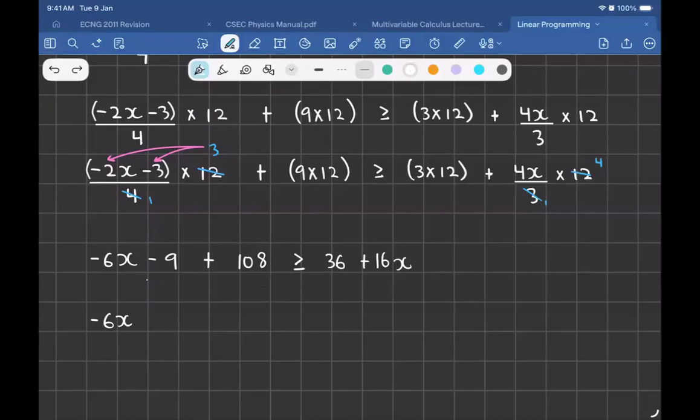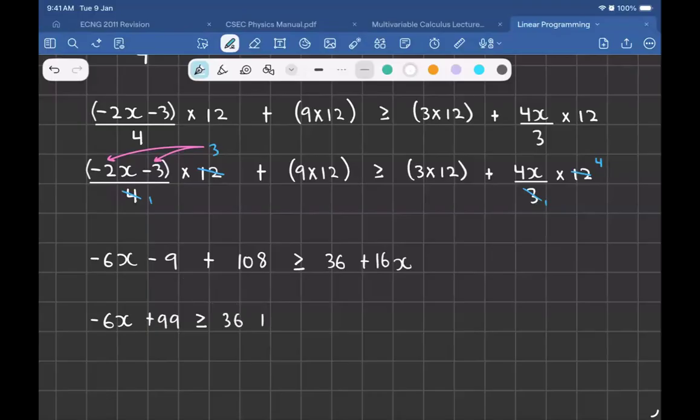Another way you could write this, if you wanted, is 108 minus 9. That's equally correct. So minus 9 plus 108 is 108 minus 9. They mean the same thing, right? So that's 99. Are there any like terms on the right-hand side, Sahara?